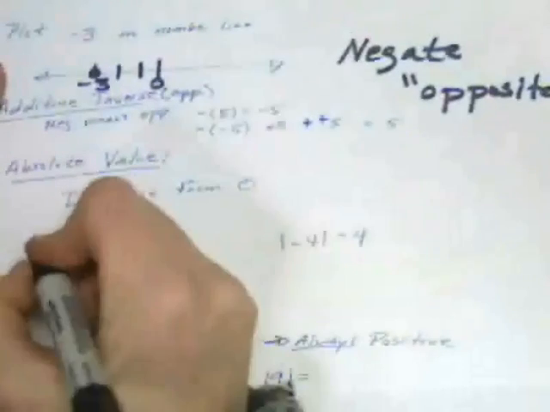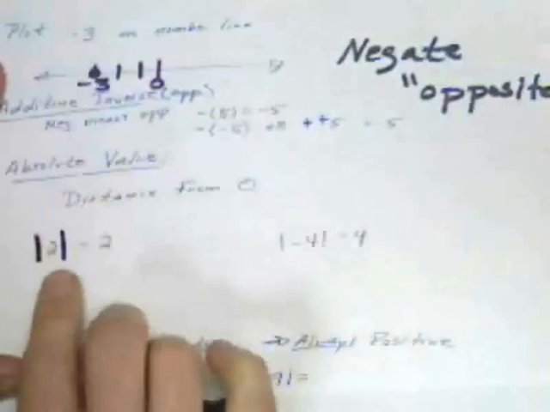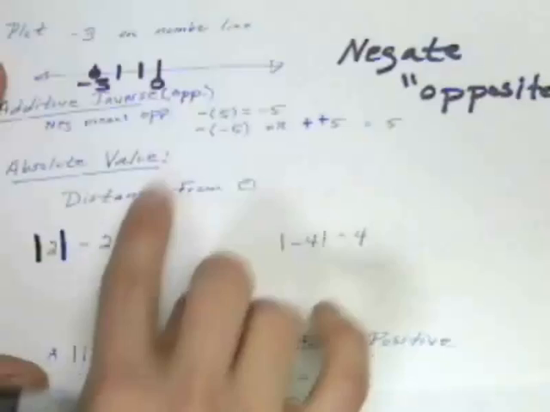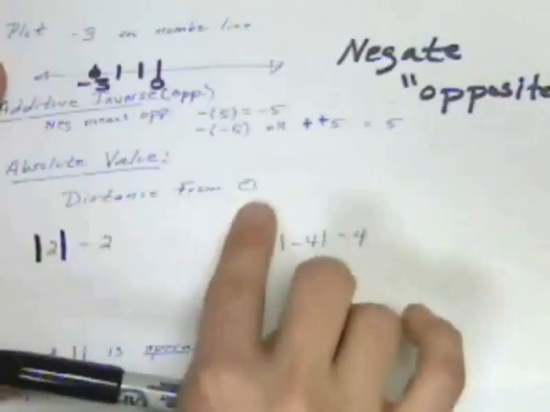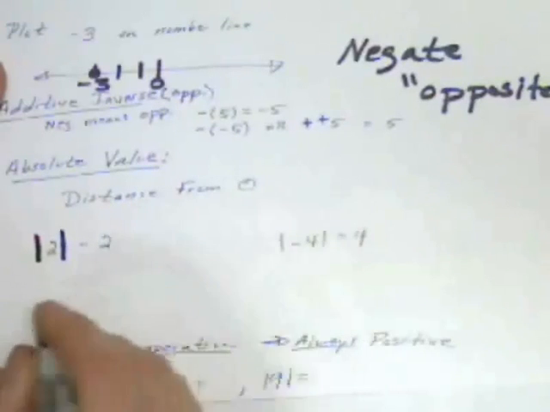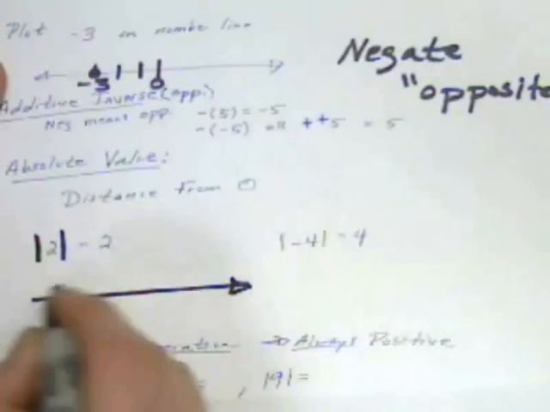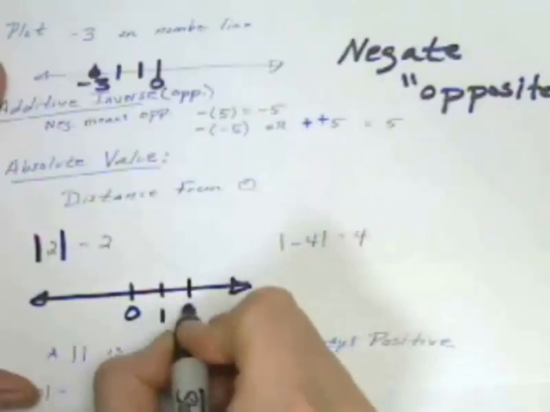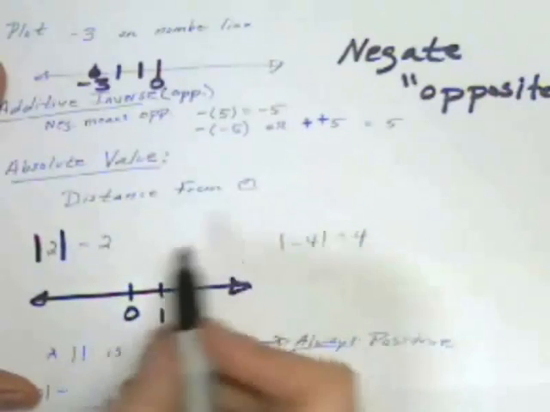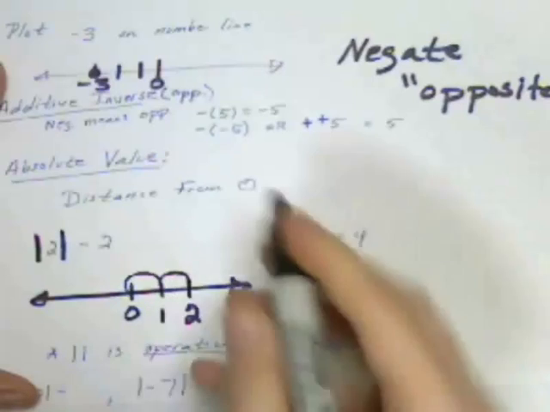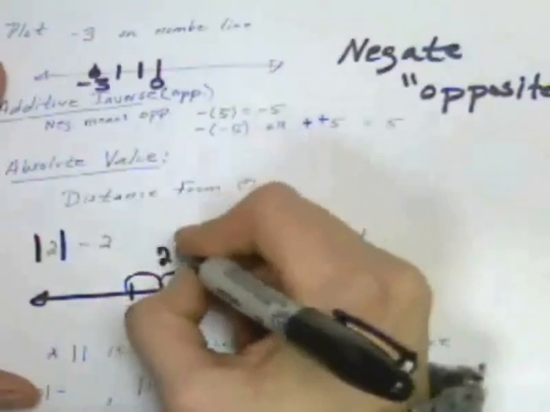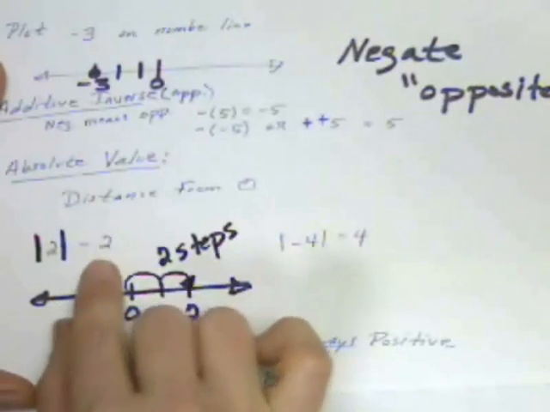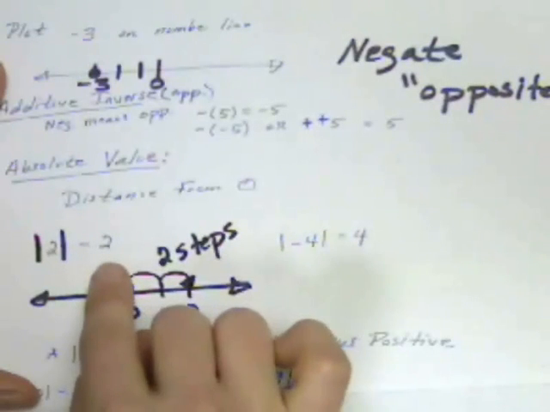Notice that the absolute value symbol is two straight lines around the number. That means absolute value, or what is the distance from 0. So absolute value of a 2. I'll draw the number line. The distance from 0, let's see, we take 1, 2 steps. So we have a 2 here. The answer to the absolute value of 2 is 2.